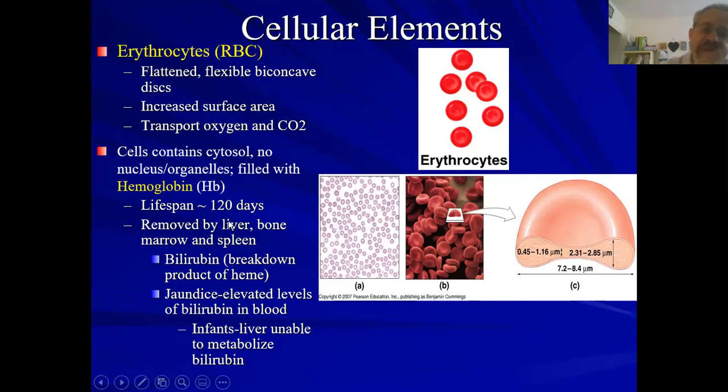All cells have a lifespan. Red blood cells, typical lifespan is about 120 days. Under certain pathological conditions, such as anemia and things like that, it can be less. So what happens at 120 days? Well, red blood cells are typically starting to wear down anyway, showing signs of age. And what happens is they are removed from the circulation by the liver, bone marrow, as well as the spleen.